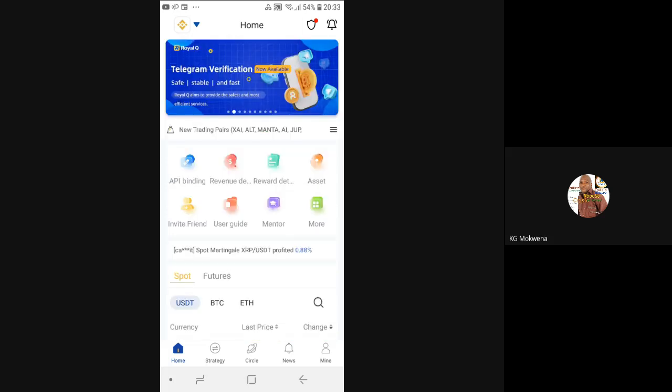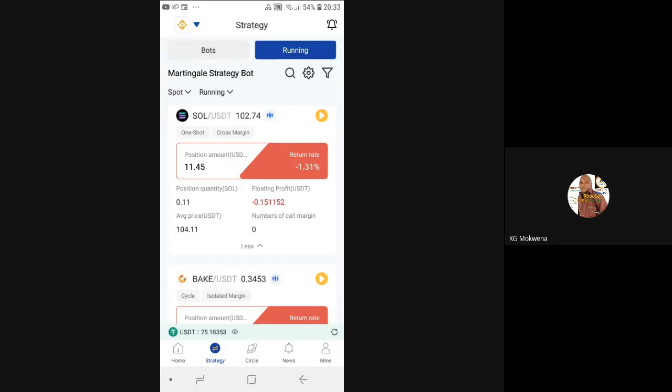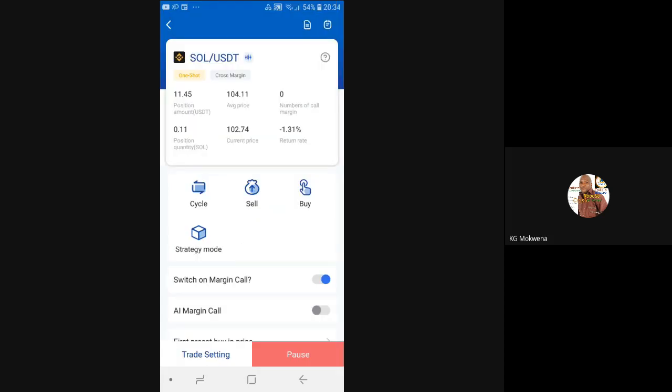Now click on strategy. Now click on numbers of call margin there for Solana. I just want to show you what we mean by saying that the average price is going to get reduced. The average price we all can see is $104.11. It does not change, business partners. The average price stays the same until you decide to buy more. It is when you buy more that a new price is going to be shown.